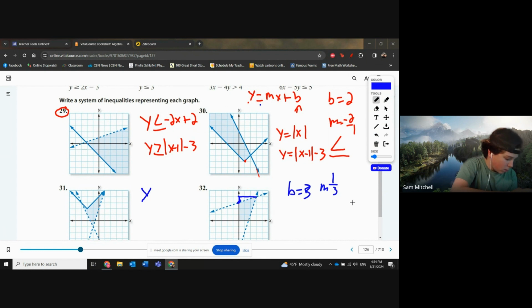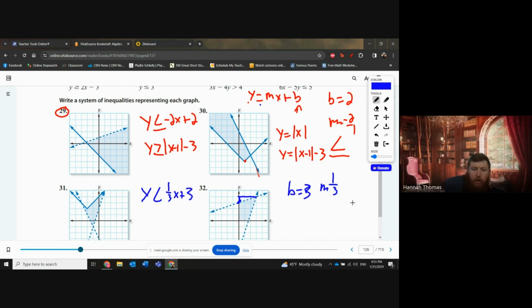y equals 1 over 3. It's an inequality, so it's not going to be equal. Let's see. That is y is less than 1 over 3 x plus 3. Good job. All right, hopefully you have your book in front of you because I can't move my screen.